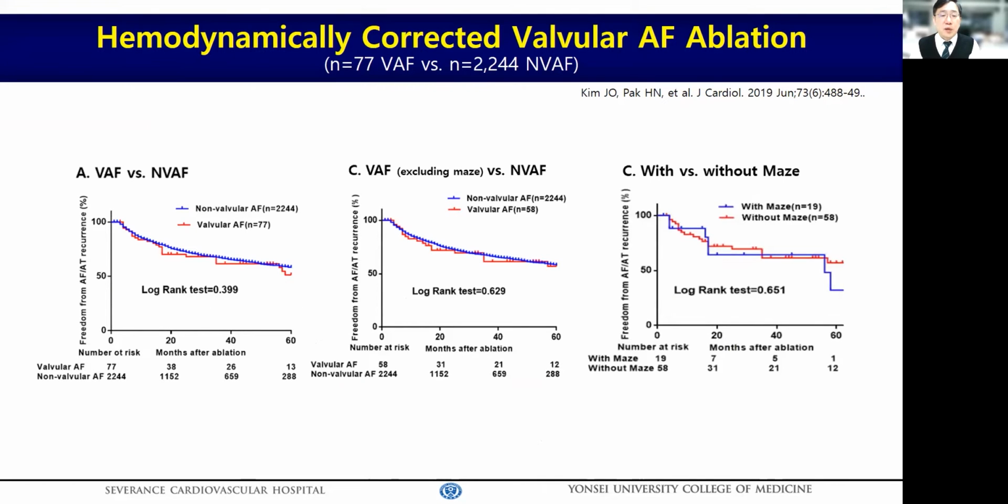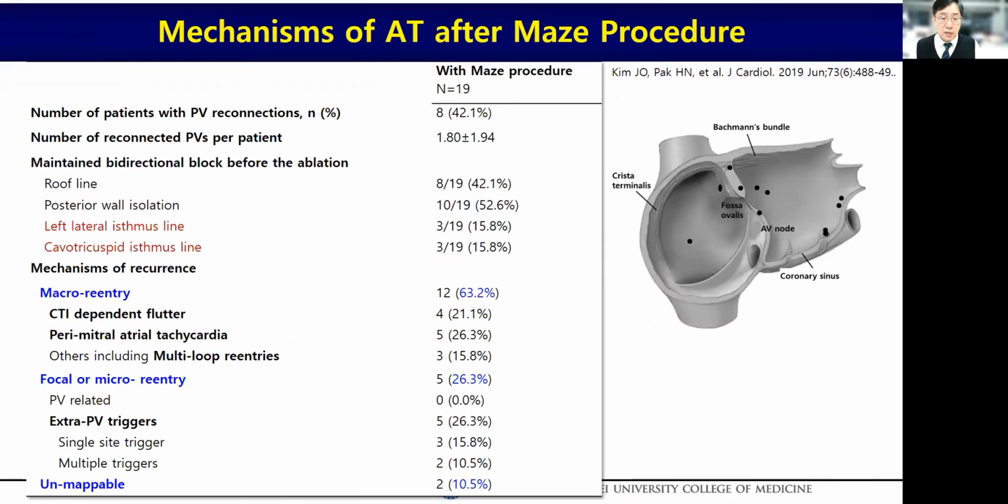When we compare the rhythm outcomes of a catheter ablation in patients with hemodynamically corrected valvular AF and those with non-valvular AF, these Kaplan-Meier curves show no significant difference between the two groups regardless of concomitant MACE. So we guess it was because these valvular AF patients were hemodynamically corrected by surgery. However, we have to consider the selection bias of valvular AF patients in this study.